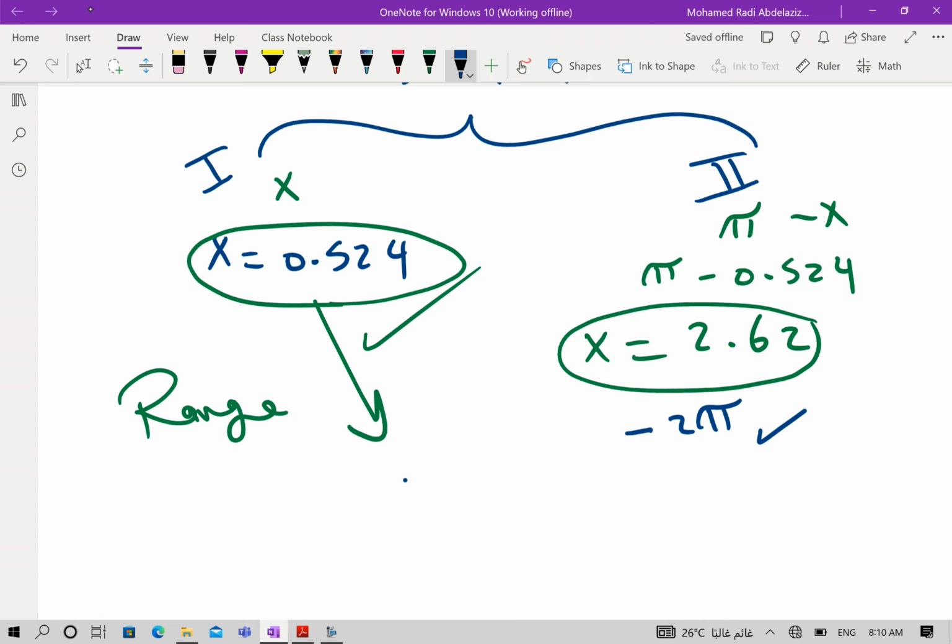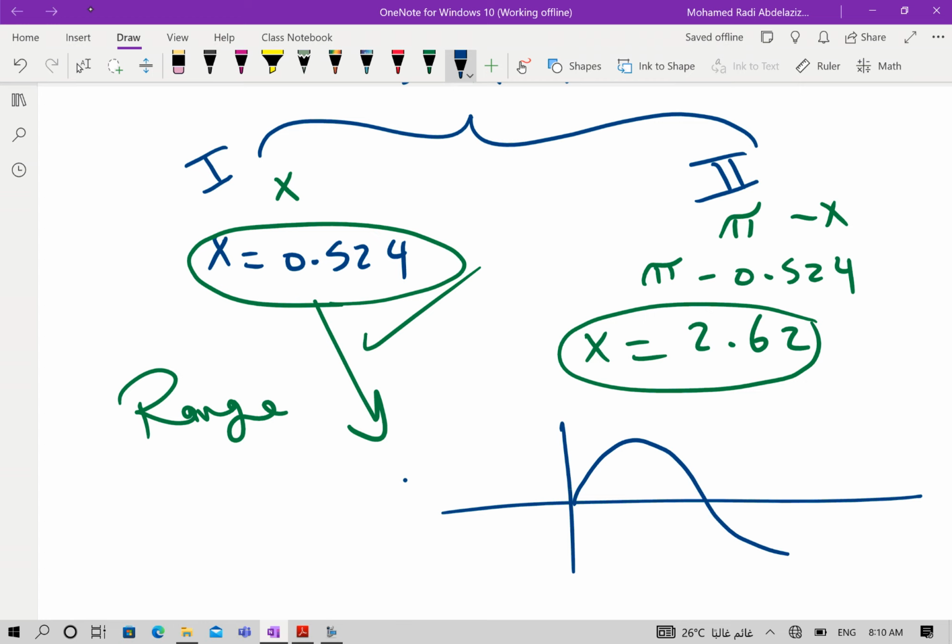You have a question? Why do we add and also subtract? As I told you, when we have an equation, if it is sine x only like this, the equation sine x is equal to half.